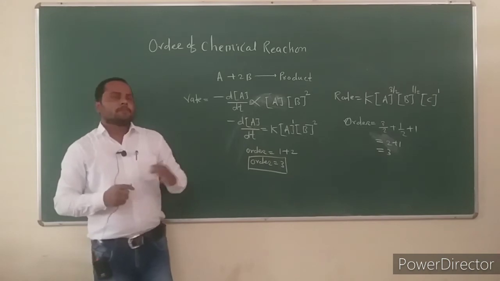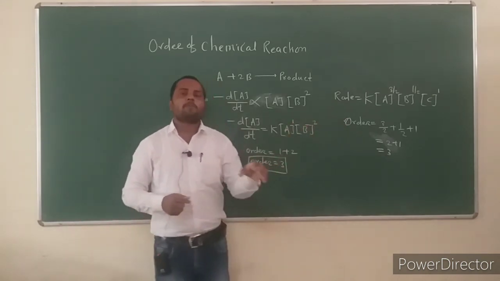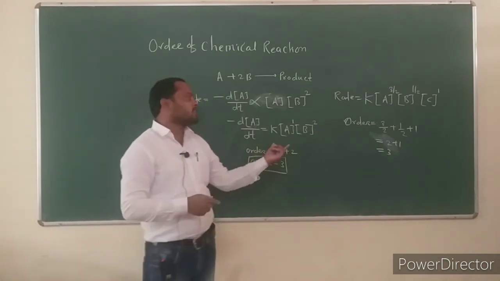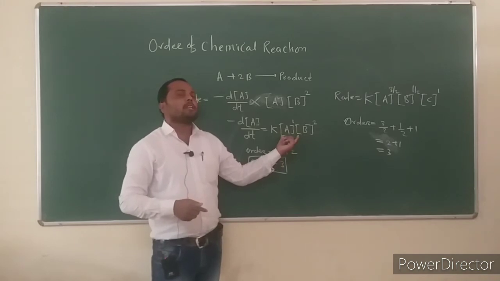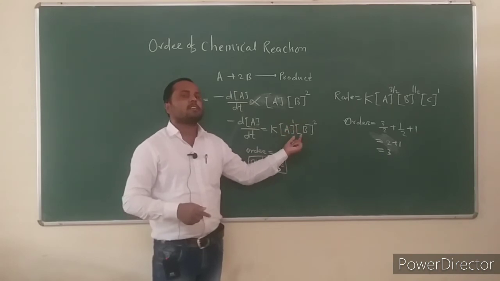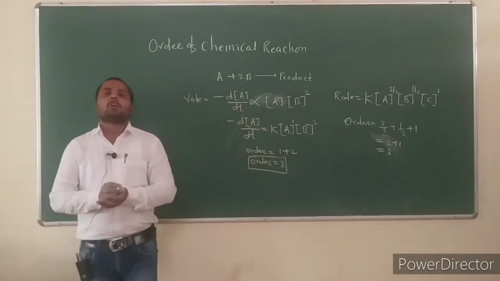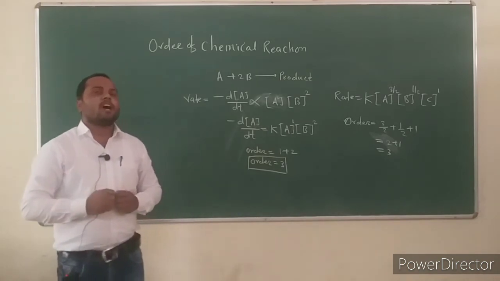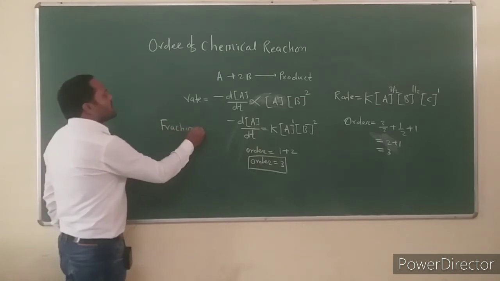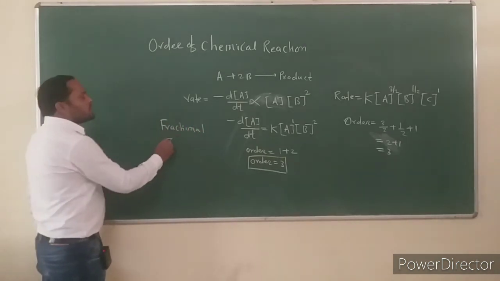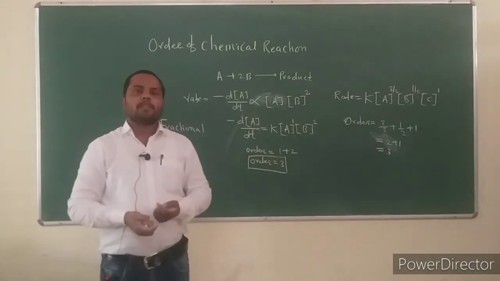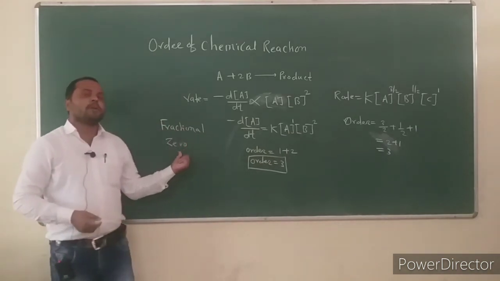The order of reaction is the sum of the powers of the concentrations of the reactants involved in the rate equation. Order of reaction may be fractional. It is an experimental quantity. Some chemical reactions have a fractional order, and some chemical reactions have zero order. It may be zero, it may be a fractional number.